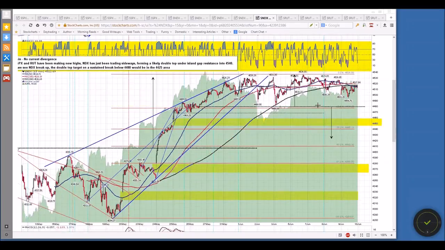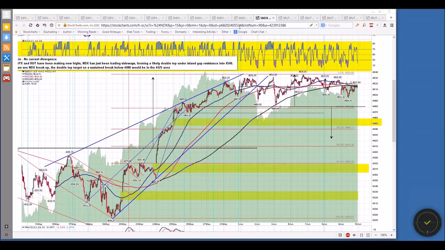I don't think there's a lot further to run in SPX and RUT. If that's the case, then it might just be that NDX is going to trade sideways through it and then fail. We've got a beautiful double top here. It's just waiting to break down. Okay, very good. Let's go to the next question.